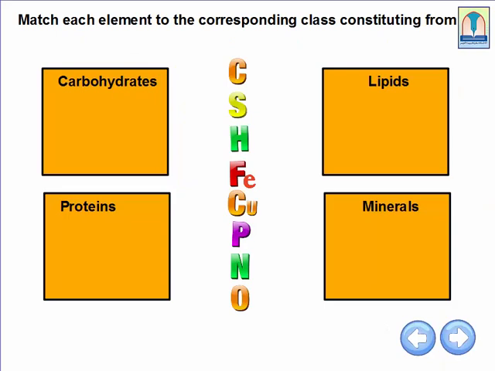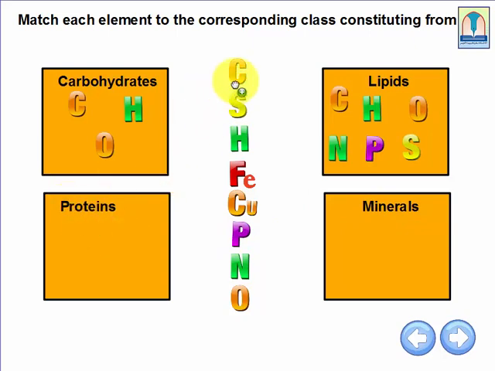As a revision, let's match the element that corresponds to each class constituting it. In the class of carbohydrates, the simple carbohydrates are formed from carbon, hydrogen, and oxygen. In the class of lipids, they are formed from carbon, hydrogen, and also oxygen. And for the complex lipids, we could have nitrogen, phosphorus, and sulfur.